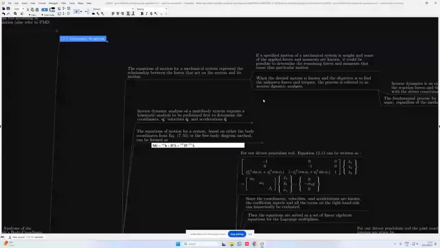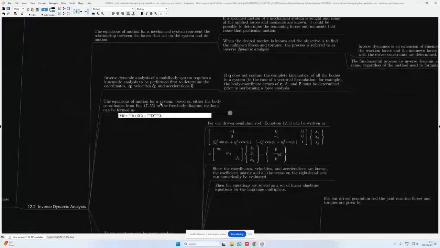Furthermore, inverse dynamic analysis of a multi-body system requires a kinematic analysis to be performed first, and we know this now from the previous examples that we also looked at. We first look at the motion and then we consider the forces, and this is simply to determine the coordinates, the velocities, and accelerations before we go any further.